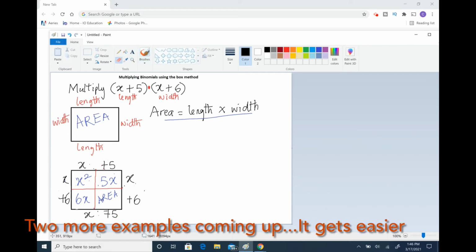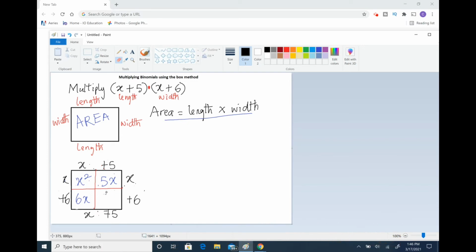And then finally, guys, this one. What is the area of this bottom right box? It's length times width, so 5 times 6. What is 5 times 6? That's 30.